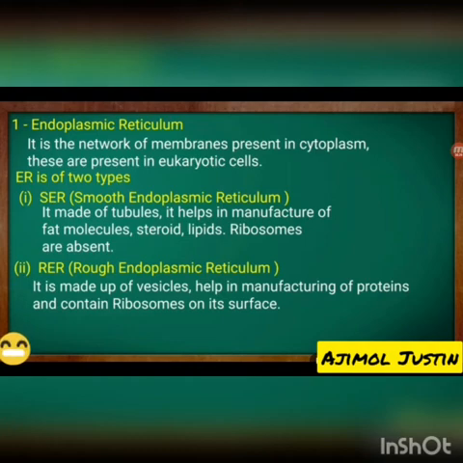Smooth endoplasmic reticulum, as its name suggests, is made up of tubules and helps in the manufacture of fat molecules, steroids, lipids. And they do not have any ribosomes present in them, and that is why they are called smooth endoplasmic reticulum. In rough endoplasmic reticulum, ribosomes are present on the surface, which makes the appearance of the endoplasmic reticulum rough, and so it is made up of vesicles and helps in the manufacture of proteins.